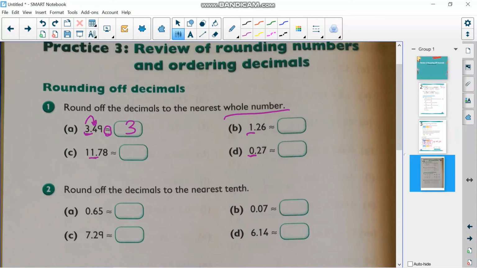Letter B, 1.26 or 1 and 26 hundredths. So next number to 1 is 2. Again, we have to retain. Okay, so the answer will be 1. 1.26 is approximately equal to 1.